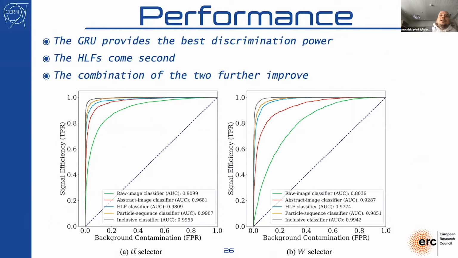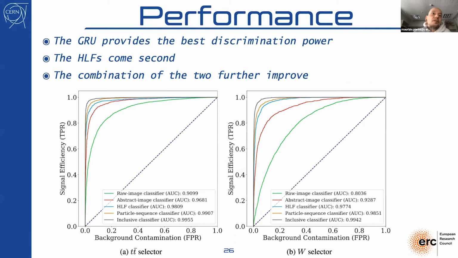So if you look at how things behave, you see two interesting things. First, high-level features outperform convolutional networks. Here, convolutional networks are really suboptimal because this is like the image of the full detector, which is huge, and there's a lot of pixels. Most of these pixels are empty. So the image is very sparse, and you don't really learn much out of it.